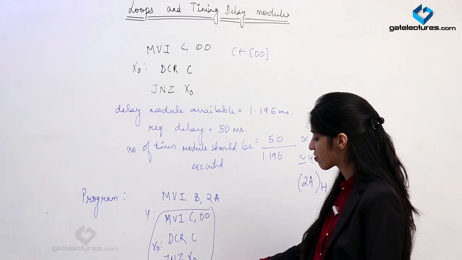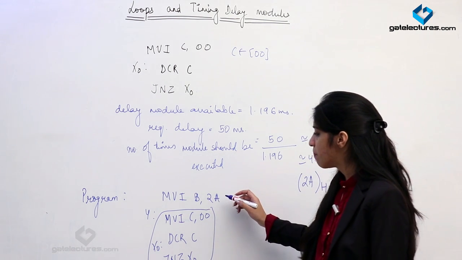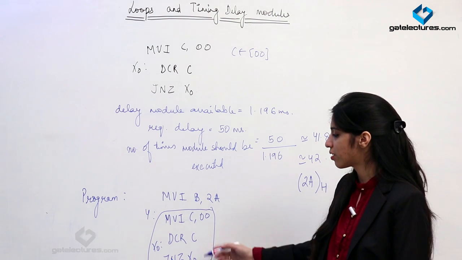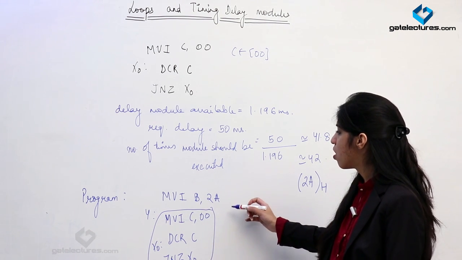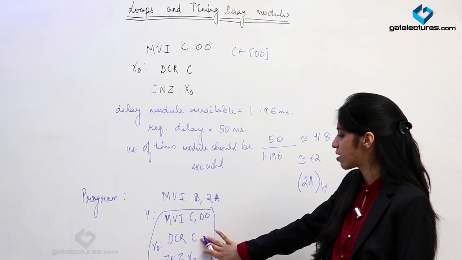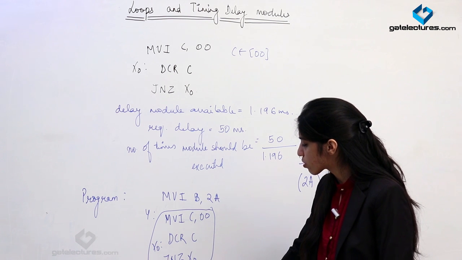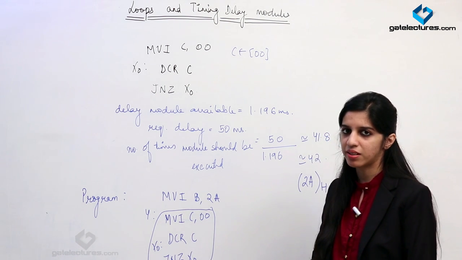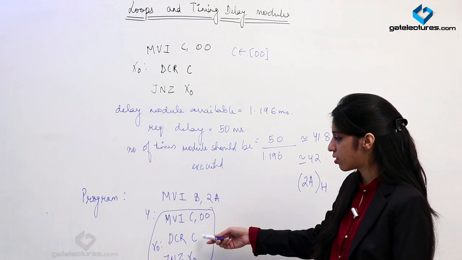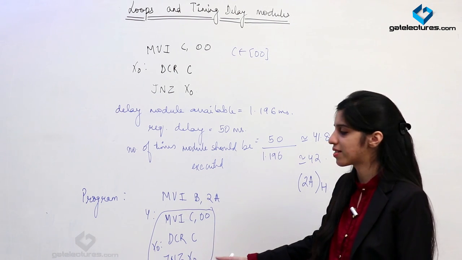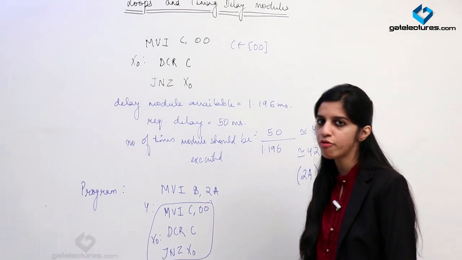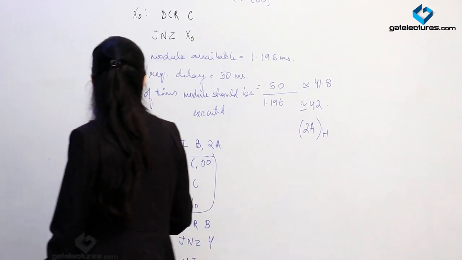See, I'm not considering T states for these other instructions, because their T states are negligible in consideration of the total number of T states. Already this module has 1.196 milliseconds of delay. Combined, these are going to be some 7 to 10 T states, which is not going to make a lot of difference. So you can just focus on this timing module, which is producing 1.196 milliseconds, and see how many times it needs to be run to produce a total delay of 50 milliseconds. So this is the program.